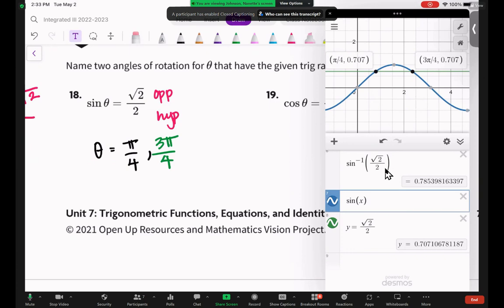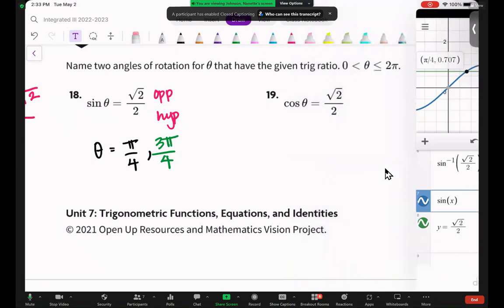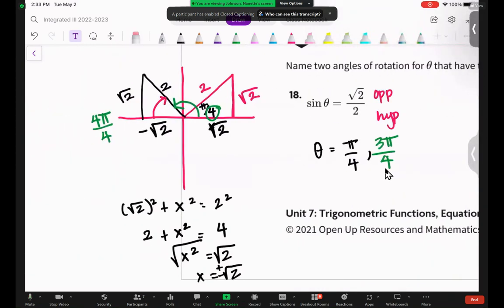So, Ms. Johnson, which way are you going to expect us to do? I'm going to expect you to do it this way because now I can actually write all of the answers, and you understand why there's two answers.